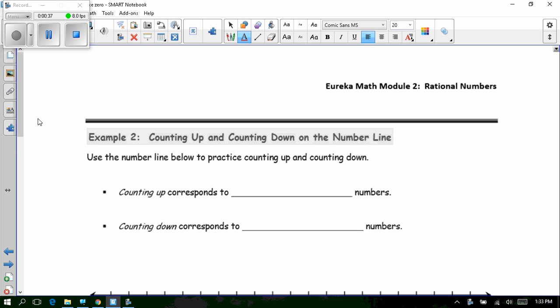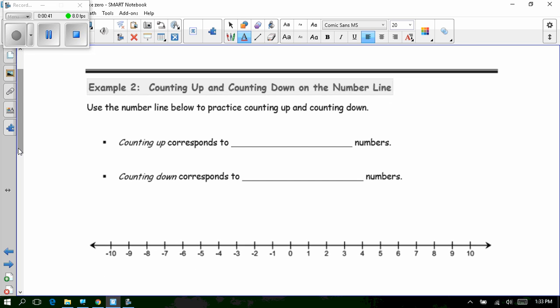All right, so I actually want you to go to page 8. We're going to start with example 2. It talks about counting up and counting down on a number line. We'll be using the number line for the next couple of days. Use the number line below to practice counting up and counting down.